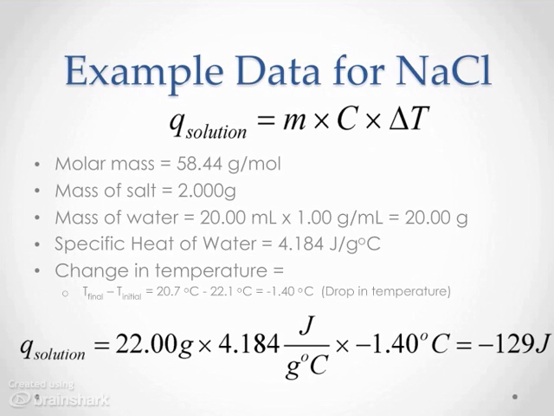So we've got our total mass of 22 grams, that's the mass of the salt plus the mass of the water, times our specific heat value, that constant value there, times our change in temperature, and it is very important that we remember the sign there. We saw a drop. So overall we have a negative 129 joules for the Q of the solution.